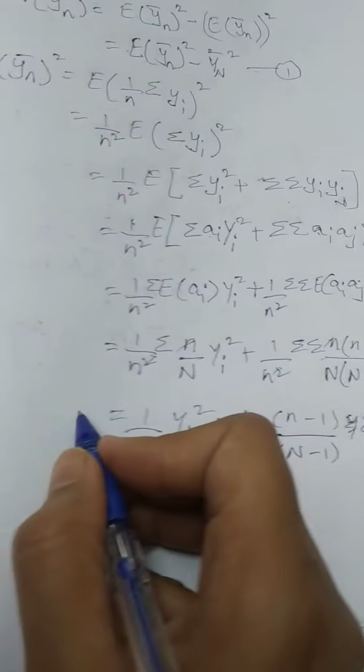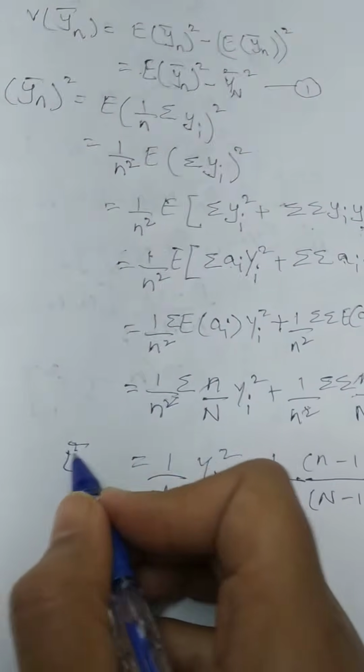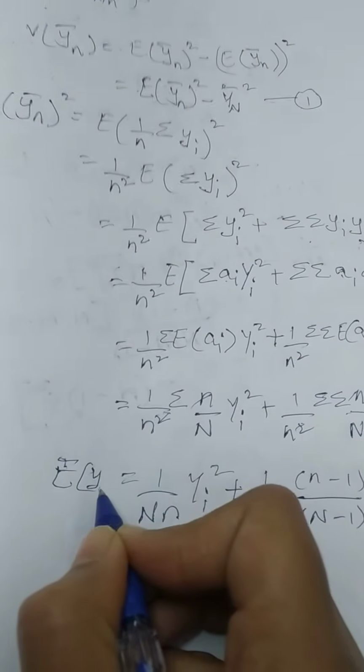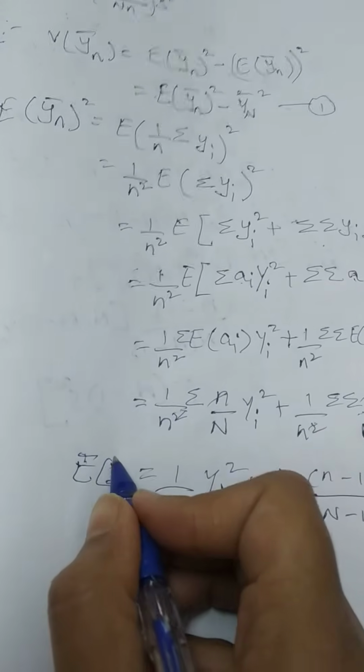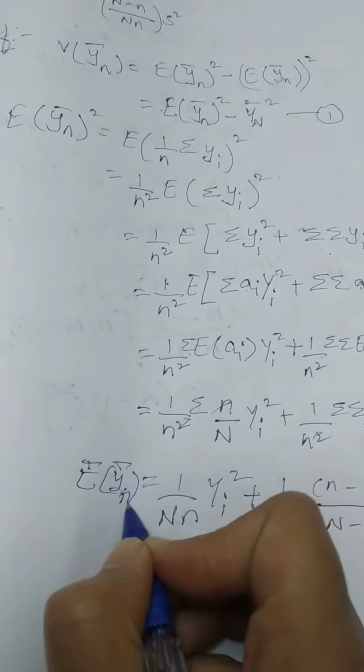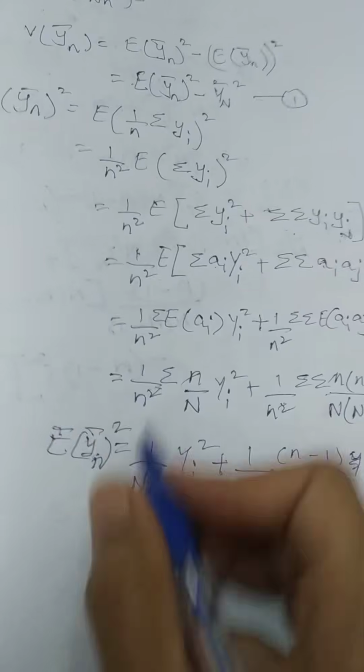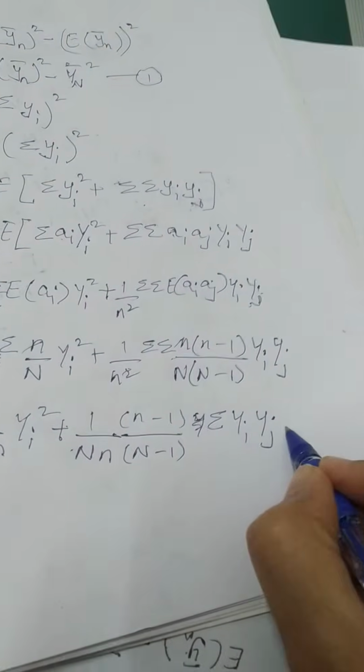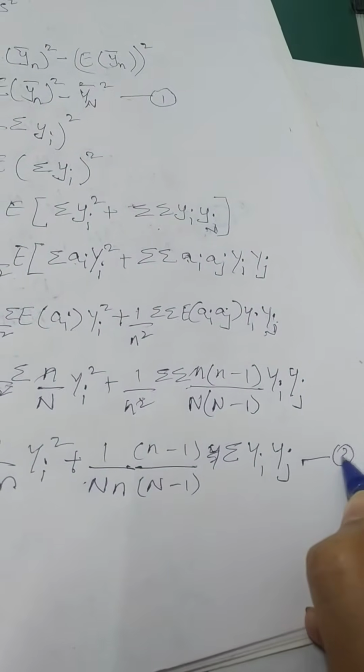Now after this, what is it? Expectation of y bar of n whole square, right? The expectation which we have taken from here, then we have done all this. Now this one also you need to remember, it is equation 2.